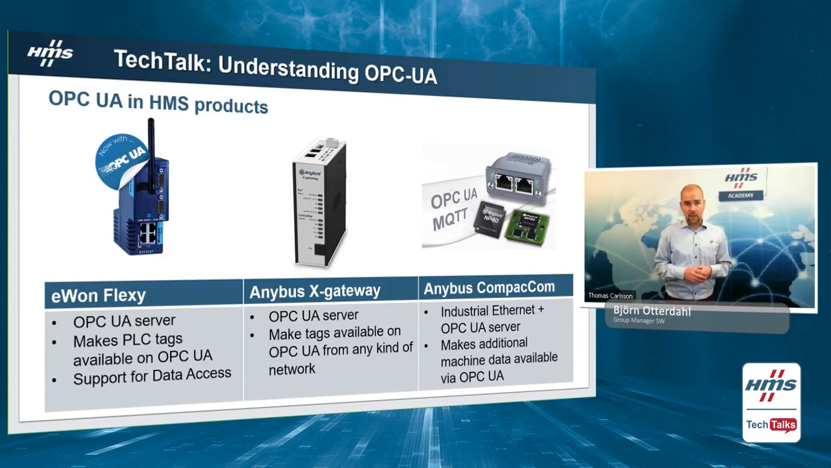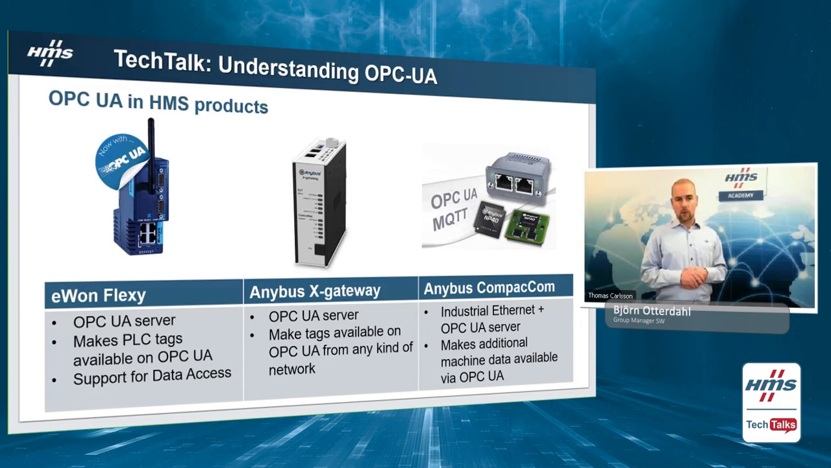In the middle here, we have the Anybus X Gateway. It was released 1 or 2 months ago. It can translate from a wide variety of different network protocols to OPC UA. So you can run, for example, ControlNet, or you can have Ethernet IP on one side of the gateway, and on the other side you have OPC UA. So you can get information from these networks. It could be new fancy industrial Ethernet networks, or it could be really old legacy networks, and you can still get the data to OPC UA on these networks.